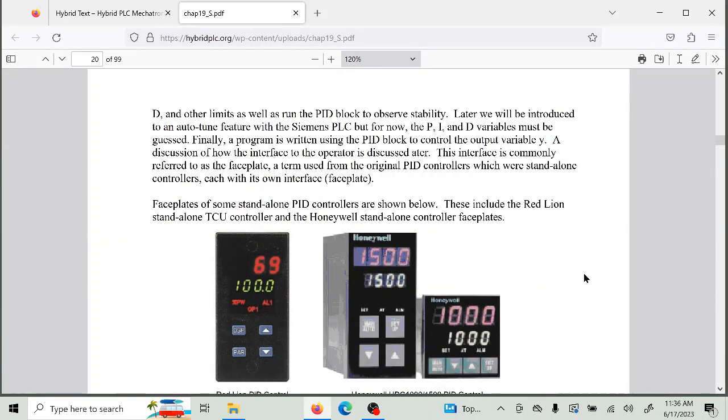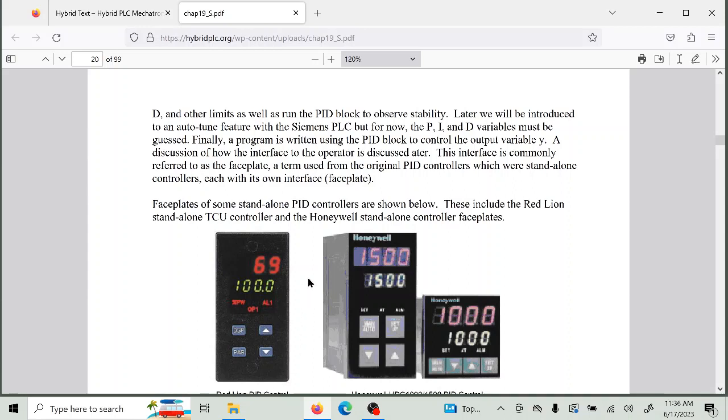And we have a picture here of some faceplates. These are PID controllers that are dedicated controllers from various manufacturers. On the left is one from a company called Red Lion, and on the right are two different ones from Honeywell Corporation. Now these have two parts to them, basically. They have the controller and they have the operator interface, which is called a faceplate.